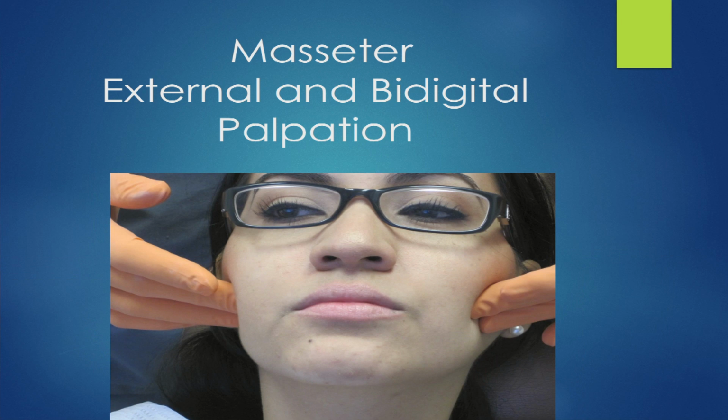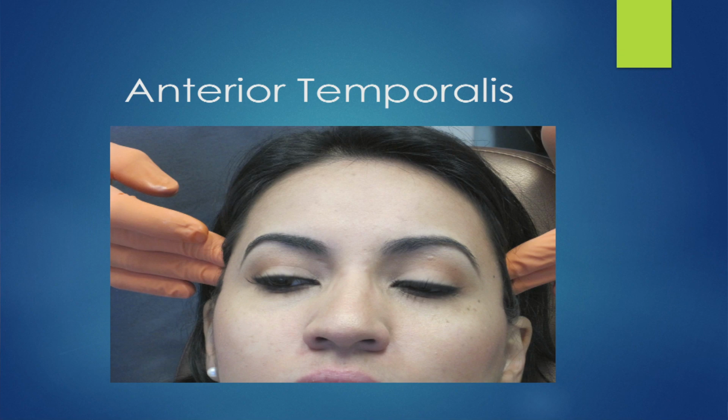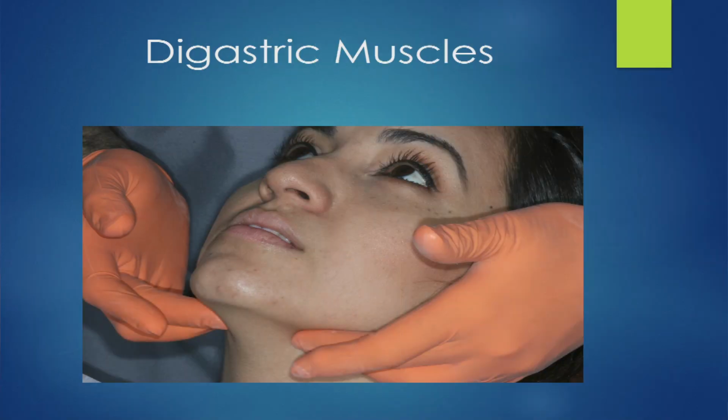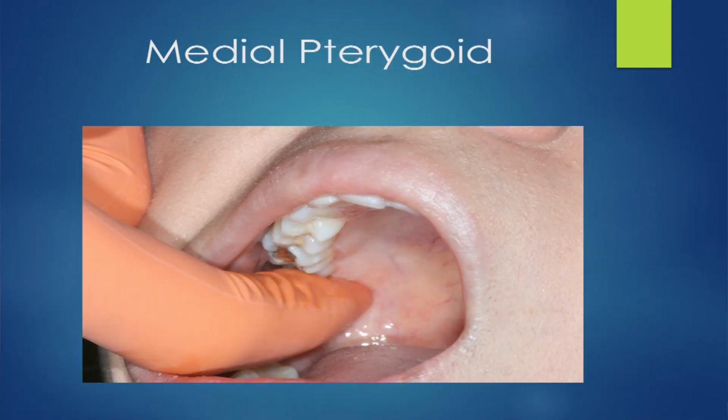The masseter. We do an external and bidigital palpation of the masseter muscle. The anterior temporalis. The digastric muscles, the posterior and anterior digastric muscles. The medial pterygoid.